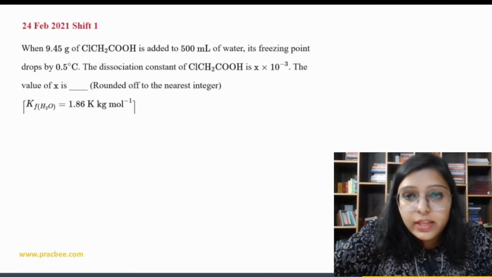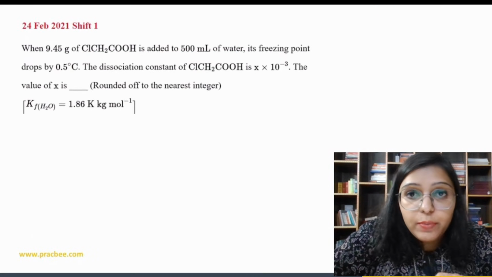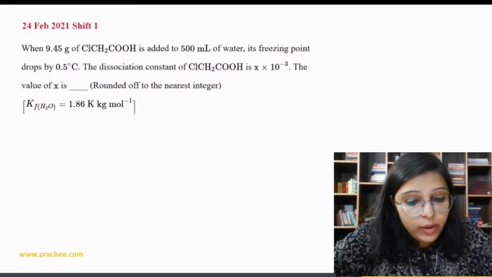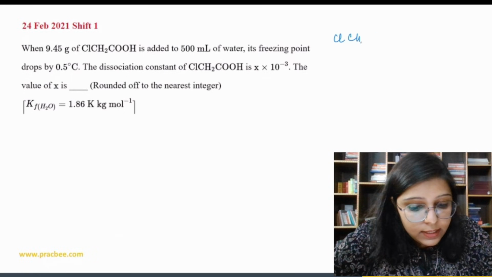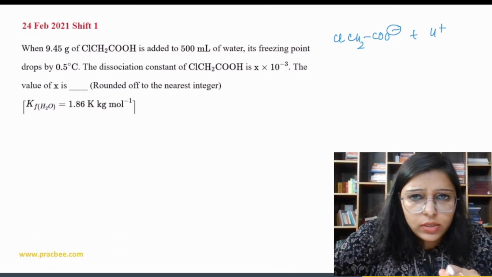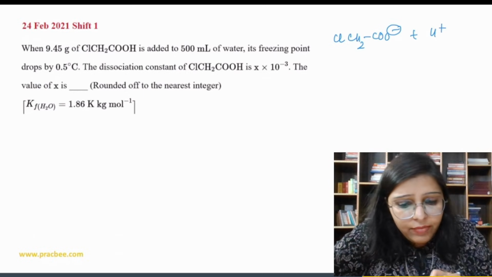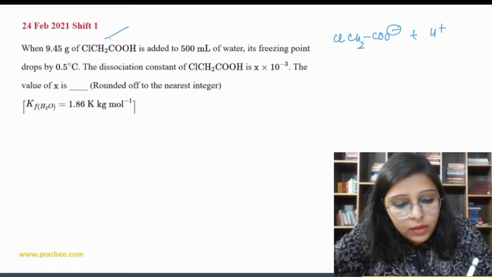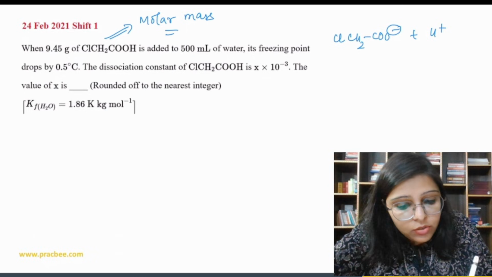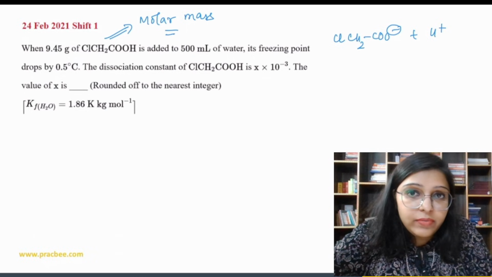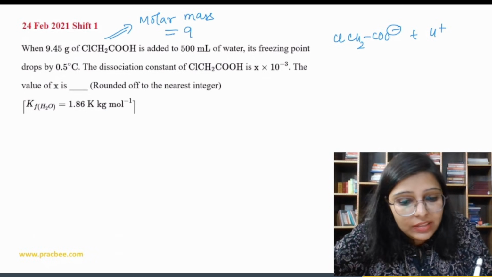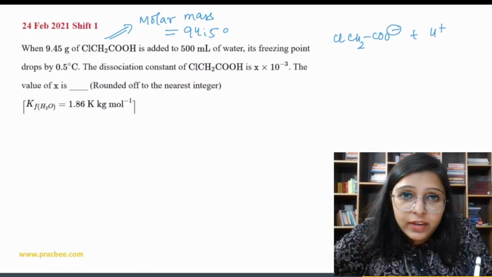So next question says when 9.45 gram of ClCH2COOH, basically ClCH2COO minus, and it gives H plus. It is going to dissociate in that way. So we have 9.45 gram. Now molar mass. So when you find out the molar mass of this, chlorine is 35.5, and when you solve this, so this is 94.5 gram.